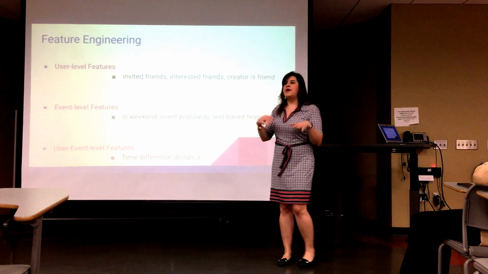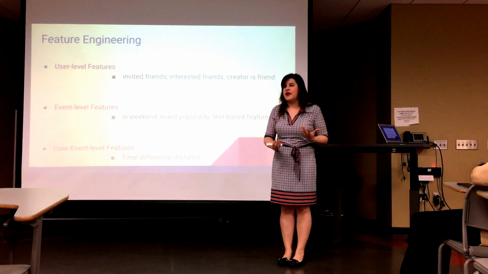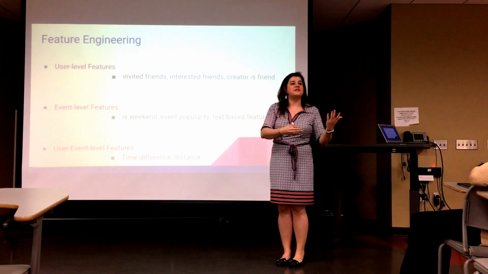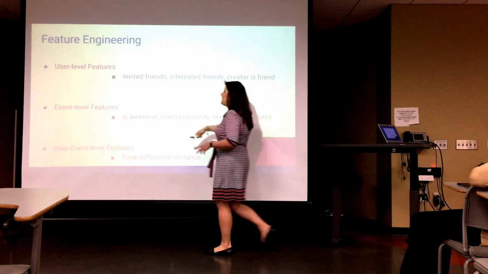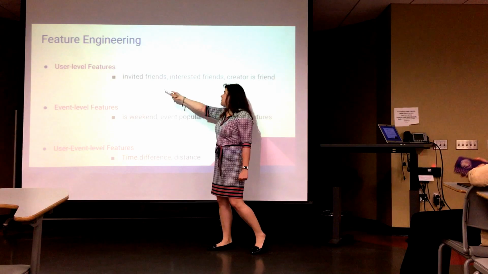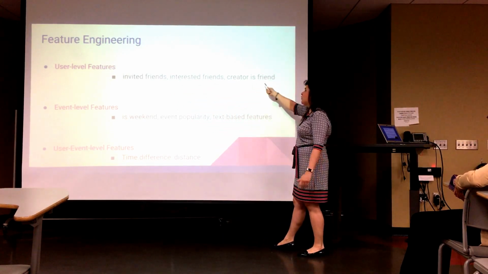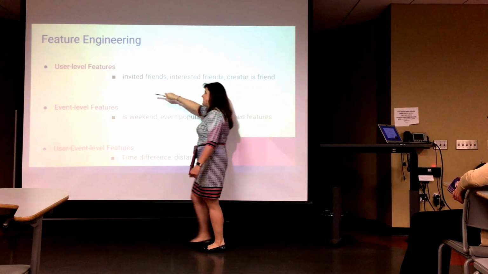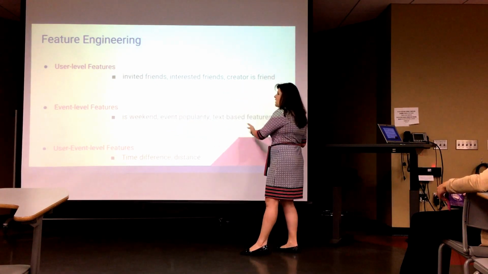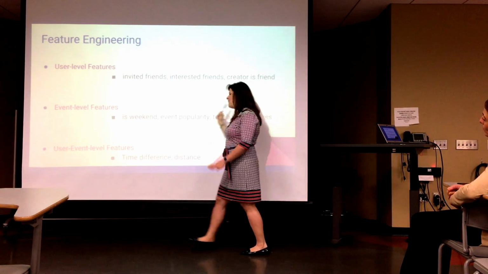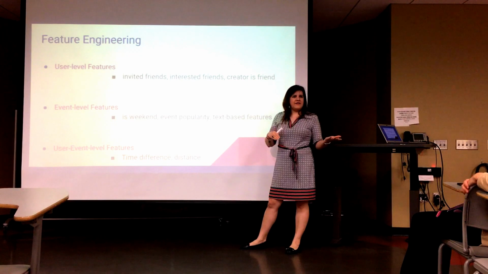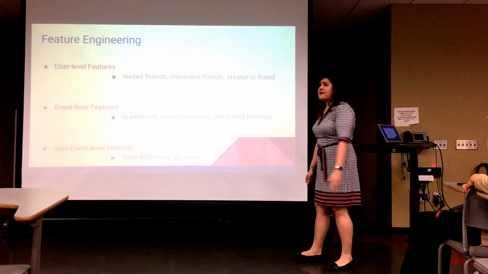So here we talked about the data set and the different features that we were trying to extract. For example, we had the date and time information, but we extracted whether it's a weekend or not, and this kind of information. Basically, here we extracted 3 levels of features. One is user level features, which is if my friends are invited, or if my friends are interested to go to that event, or if the event creator is my friend. The next level is event level features. It says if it's on weekends, or how popular that event is, or other information about the description of the event. And we have user event level features, for example, the difference between the locations of user and event, and also the time. So these are the features that we extracted, and we're going to work on them.